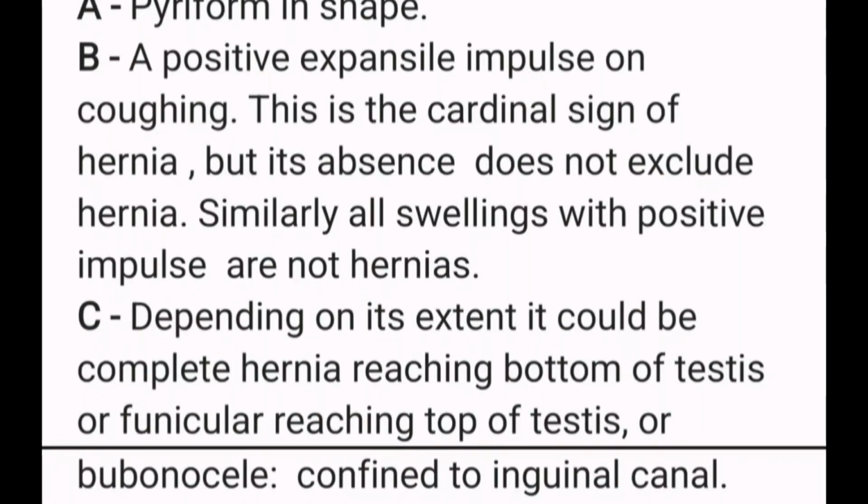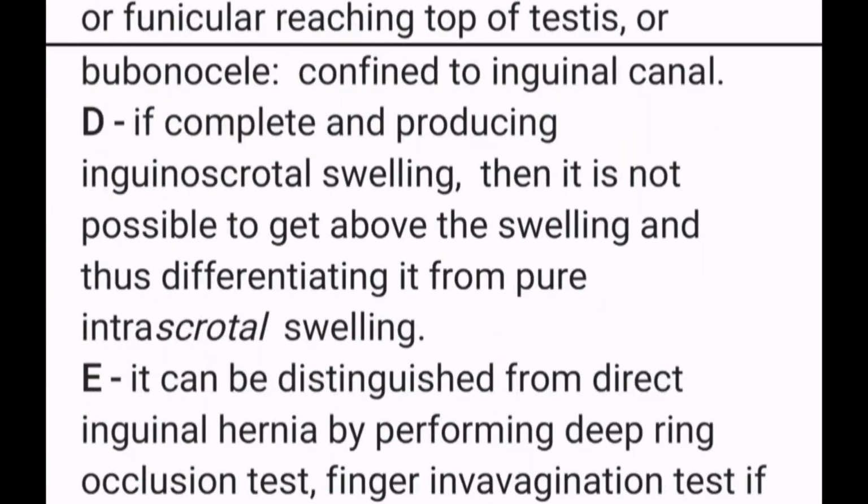Depending on its extent, it could be a complete hernia, reaching the bottom of the testis, or funicular, reaching the top of the testis, or bubonocele, confined to the inguinal canal. If complete and producing an inguinoscrotal swelling, then it is not possible to get above the swelling, thus differentiating it from a pure intrascrotal swelling.